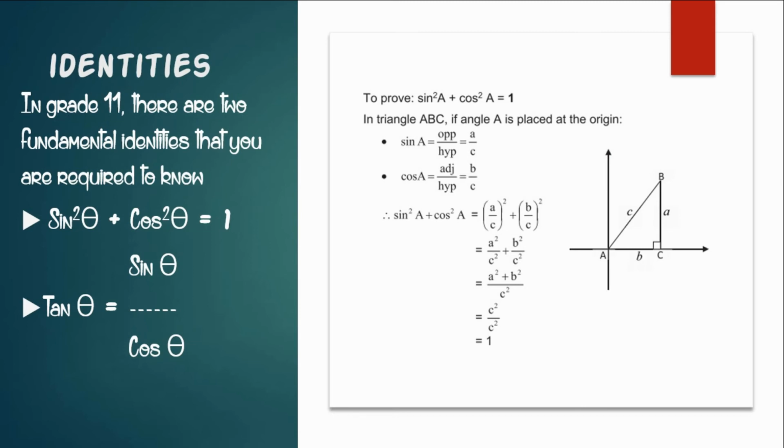Since you know sine A, now here's our Cartesian plane. You can see on the right, you have a Cartesian plane. Your angle is A. Where is A? A is here at the point of origin. Now your opposite side is A, hypotenuse C, then adjacent is B.